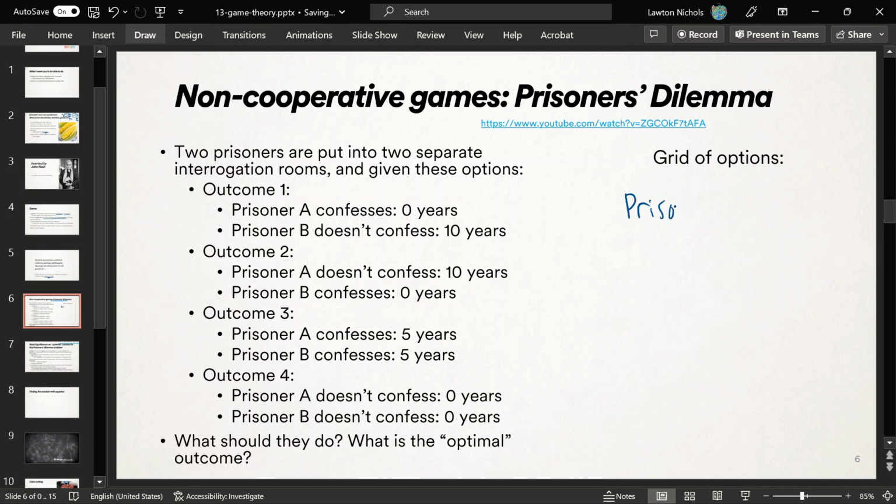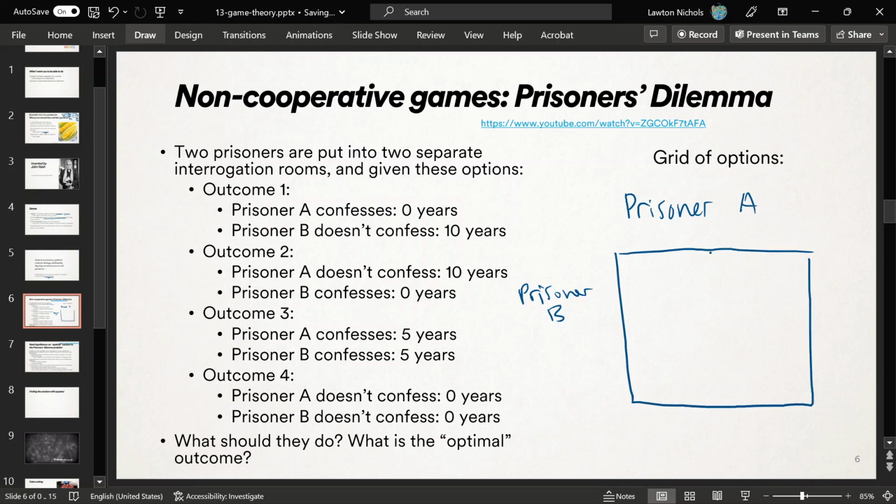So here's a grid of the options. Prisoner A and prisoner B. You've got 4 options total, right? Prisoner A could either confess, I'll say C for confess, or not confess, and C for not confess. And same with prisoner B. In their separate interrogation room, prisoner B could either confess or not confess. And here is what happens in all of those cases.